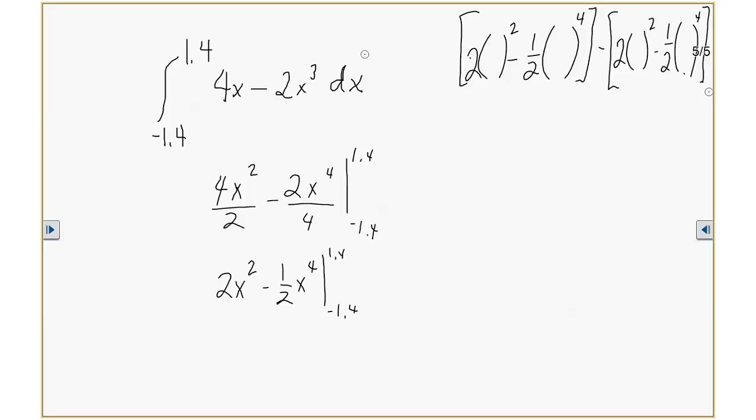And what do we put here? 1.4 and 1.4. And what do we put here? Negative 1.4 and negative 1.4. So 1.4 squared is 2. 2 times 2 is 4. Minus 1.4 to the 4th power is 4. 4 times 1/2 is what? 2.